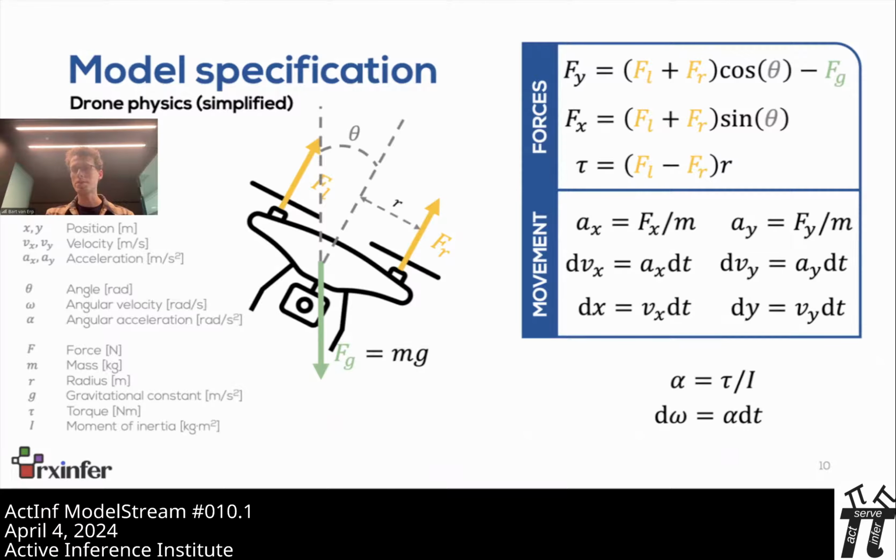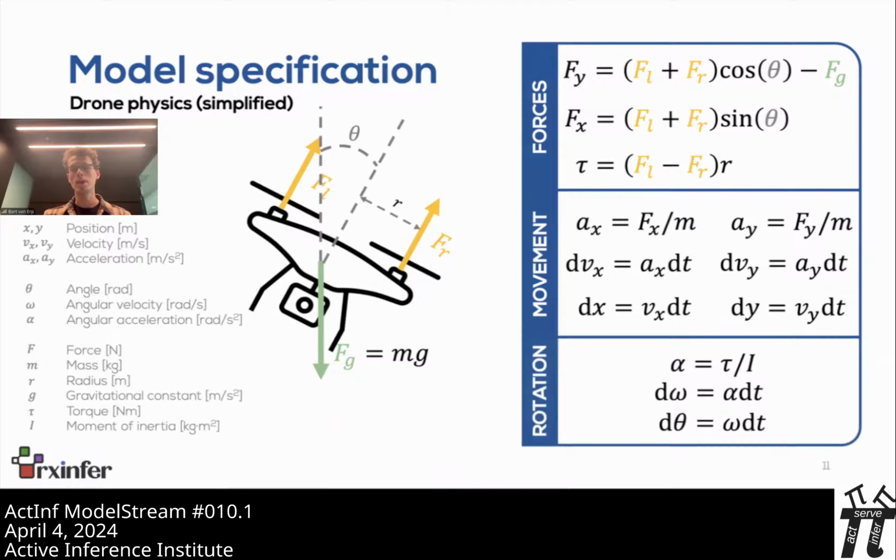And you might have already guessed this. Based on this, we can also compute the new angle. So the angle is this velocity integrated over time, very similarly as we derived the equations for the actual movement of the drone. And together, these net forces, these equations for the movement of the drone, and these simplified equations for the rotation, they constitute the drone dynamics.